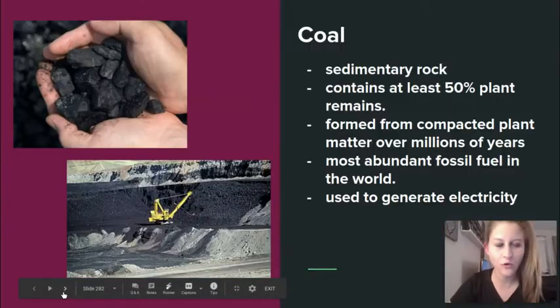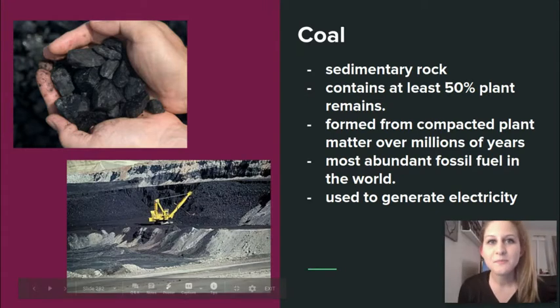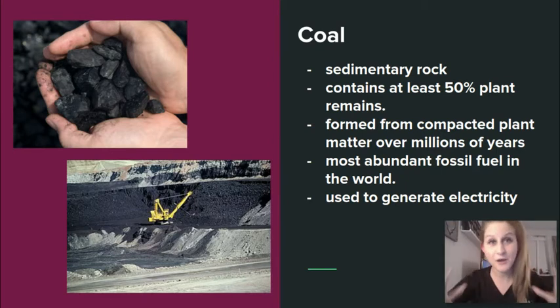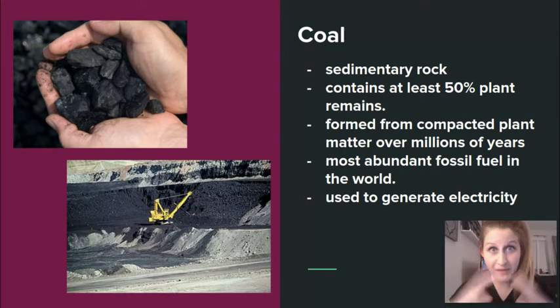So let's talk about coal first. Coal is a type of sedimentary rock. You guys know what that means. It means that over time it's compacted, kind of squished, so that over time it can form a solid layer of sediment. Coal contains 50% plant remains. So that means that half of this special type of sedimentary rock is made of ancient organisms. Coal is formed when plant matter millions of years ago is compacted, right? Because it's a sedimentary rock.